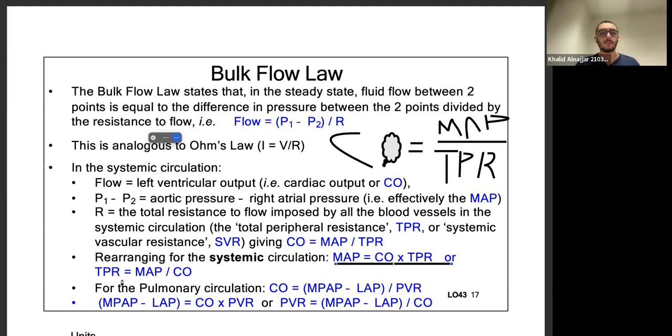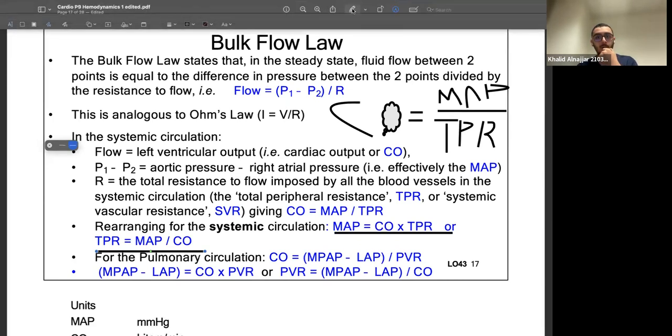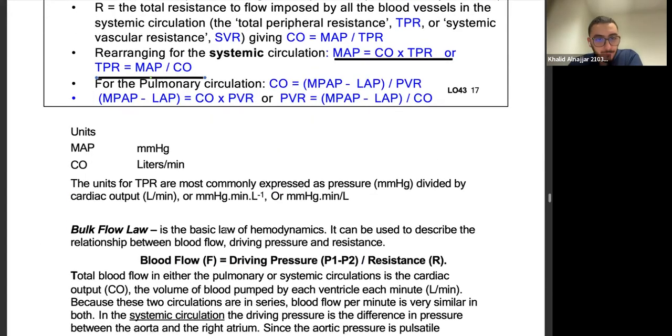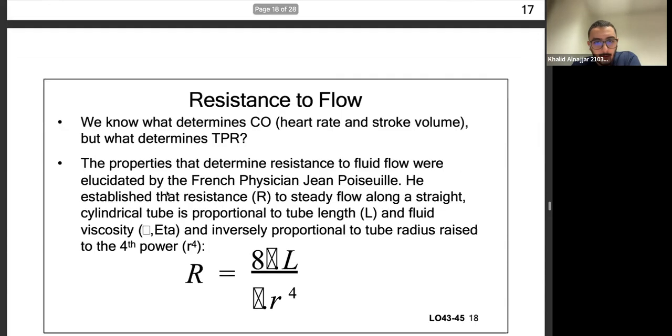Rearrange it again for TPR, you will get this. In TPR, if we increase cardiac output, we will decrease the TPR, and so on. So that's why it's very important. And many things later on, inshallah, will depend on it. Let me close this because it's annoying. Fine. And he right here is explaining whatever I said.